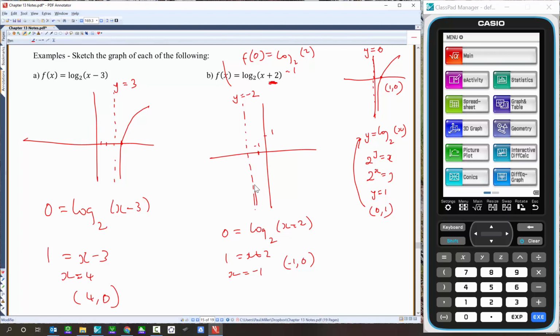Okay, so now let's draw our logarithmic graph. Remember, it needs to exhibit asymptotic behavior, and then it will go something like that. Let's label these with coordinates. So this one here should be (4, 0). This one here should be (-1, 0). That should be (0, 1).